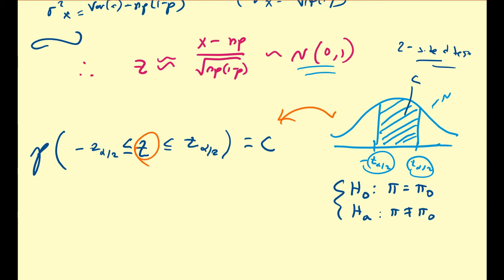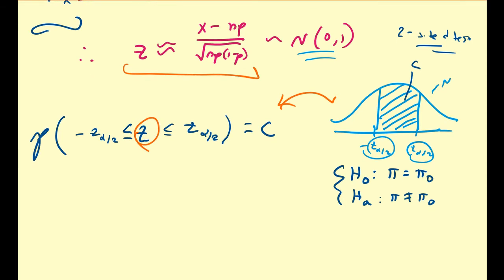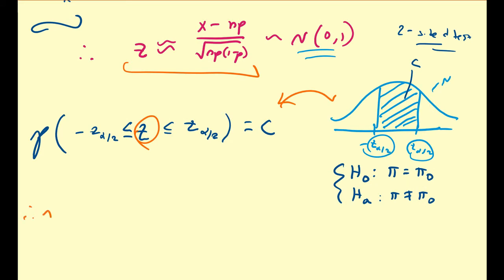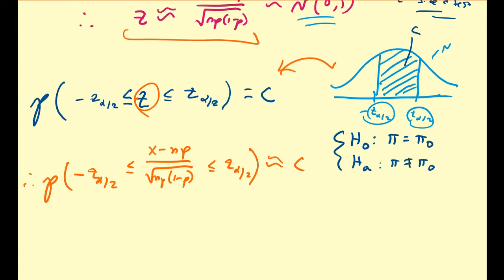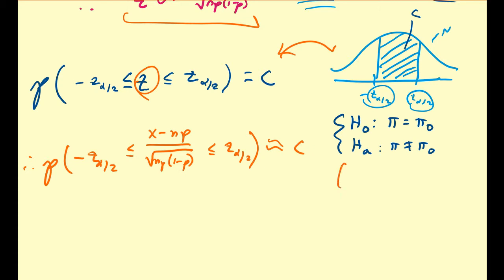There are lots of random variables that are associated with z, so we're going to choose this approximation. If that is true, then the probability that minus z alpha over 2 is less than or equal to (X minus np) over the square root of np(1 minus p), which is less than or equal to positive z alpha over 2, is approximately equal to c. Not exactly, but approximately equal to, as long as n is large. Keep that in mind.